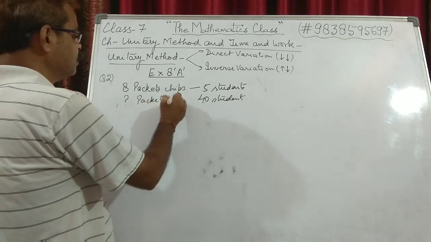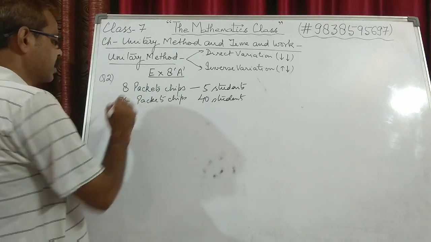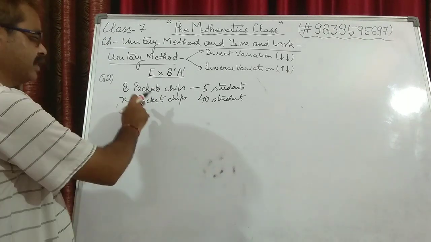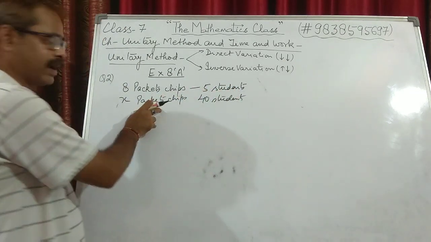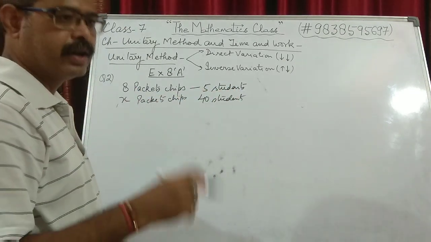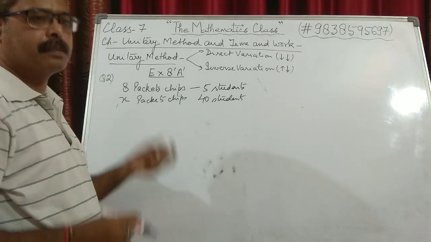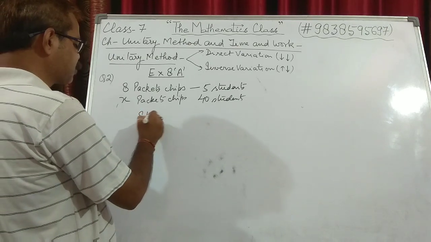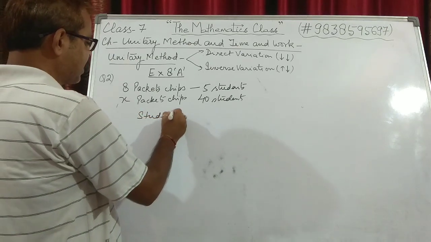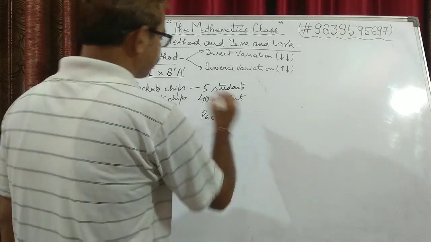Let us assume that there are x packets of chips. It means we have to find this x. So first we will write students and then packets, because whatever is to be found is written last. It is only for convenience. You can even write it first, but generally we write first whatever is given. So I am writing students and then packets, because packets is to be found.